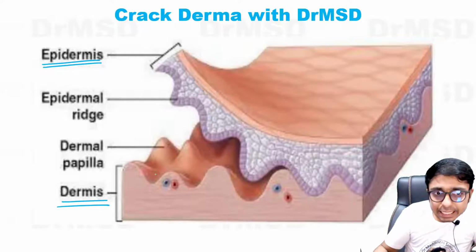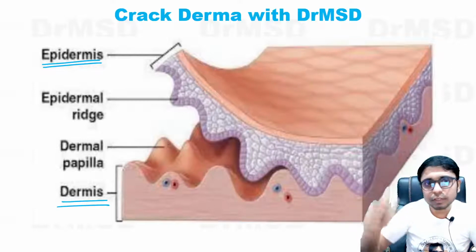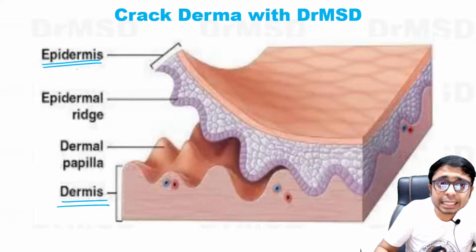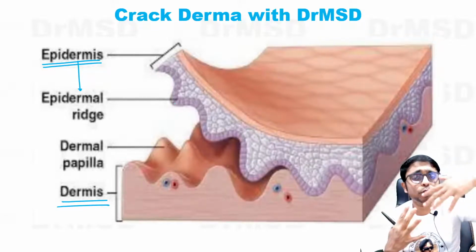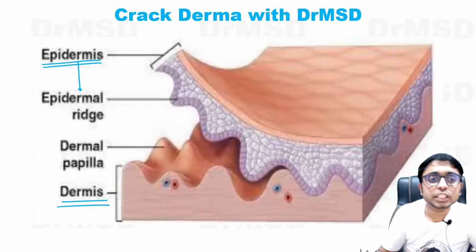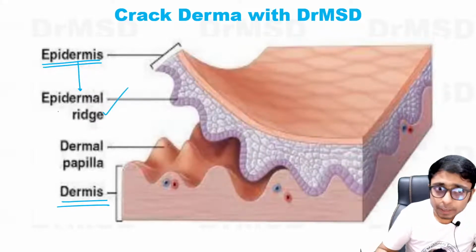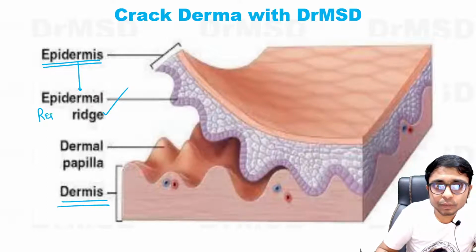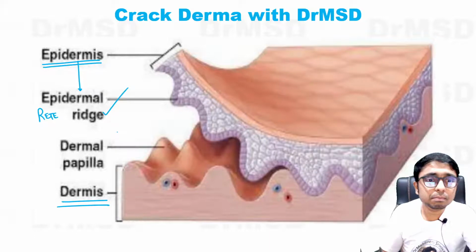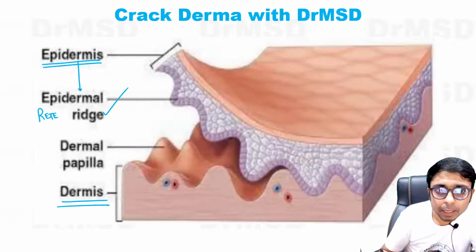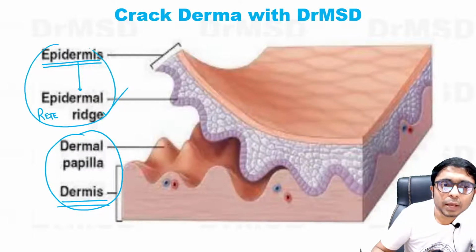like this. So you can see dermis will throw some folds into the epidermis, and epidermis also will throw some folds into the dermis, because of which both of them get interlocked with each other. So the epidermal projections are called as rete ridges, so epidermal ridge or rete ridge, and dermal projections into the epidermis, they are called as dermal papilla. So you must know this concept. I hope all of you know this.